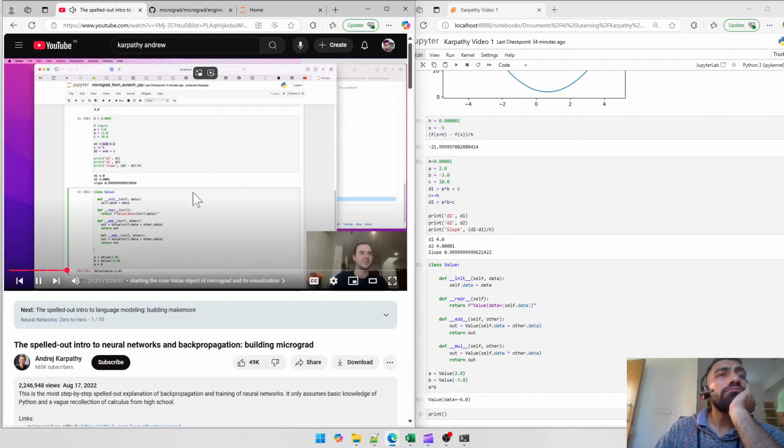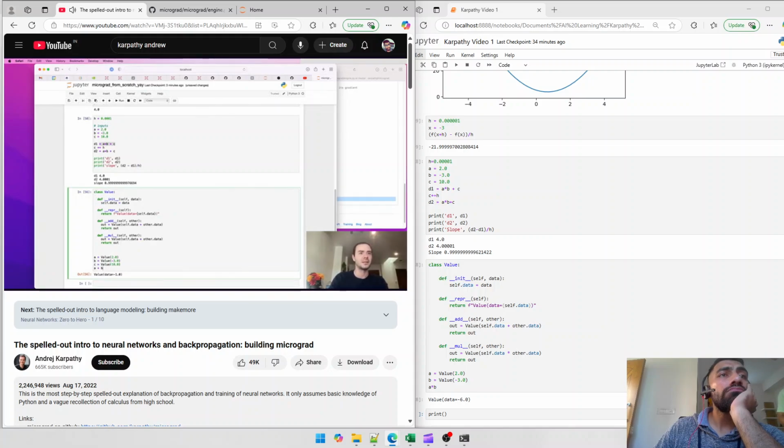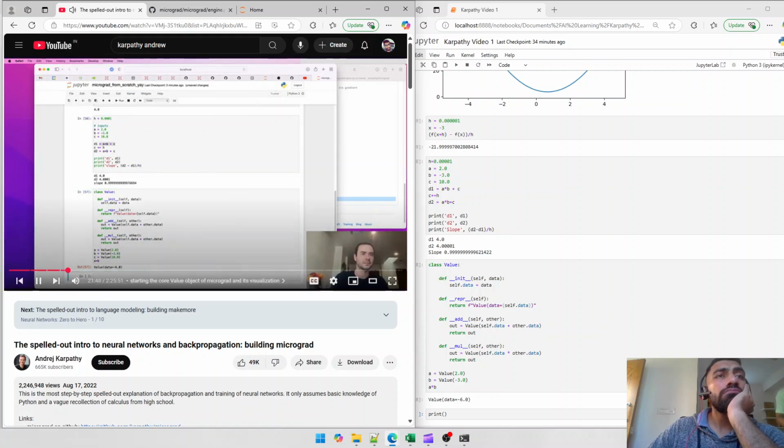Okay, let's now implement multiply, just so we can recreate this expression here. Multiply, I think it won't surprise you, will be fairly similar. So instead of add, we're going to be using mul, and then here, of course, we want to do times. Now we can create a c value object, which will be 10.0, and we should be able to do a times b. Let's just do a times b first. That's value of -6 now. And by the way, I skipped.